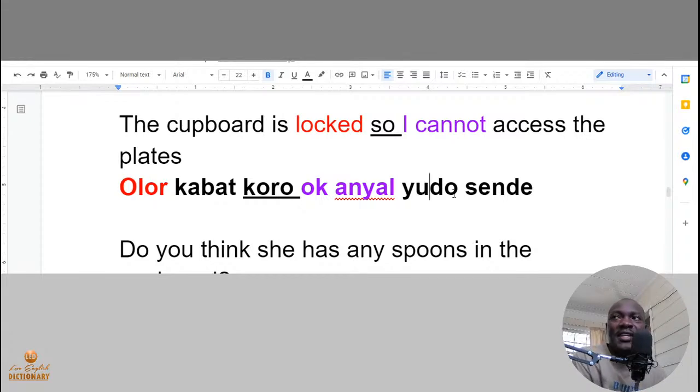I hope this makes a lot of sense now. The cupboard is locked, so I cannot access the plates.